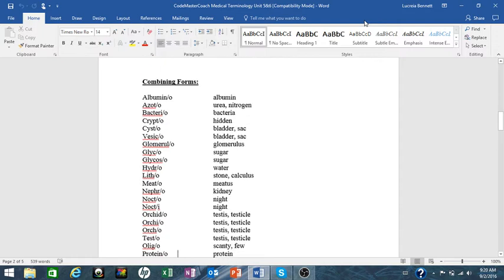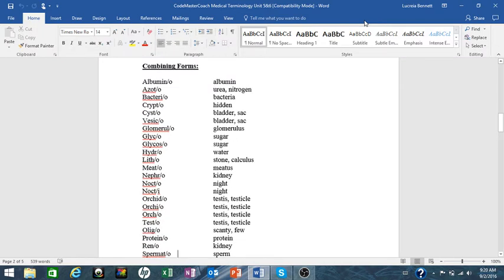Combining forms for these two units. You have quite a few of them here. Albumino is albumin. Azoto, urea or nitrogen. Bacterio, bacteria. Crypto, hidden. Cysto, bladder or sac. Vesico, bladder or sac. Glomerulo, glomerulus. Glyco, sugar. Glycoso, sugar. Hydro, water. Litho, stone or calculus. Meato, meatus. Nephro, kidney. Nocto, night. Nocti, night.